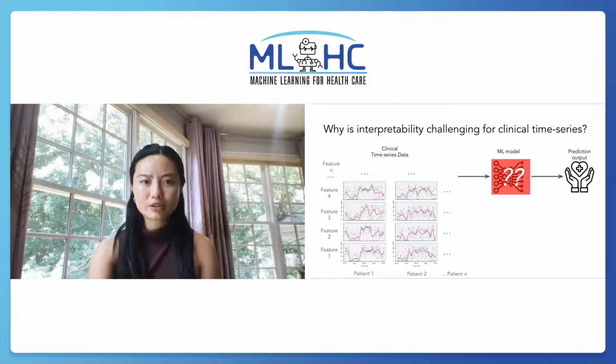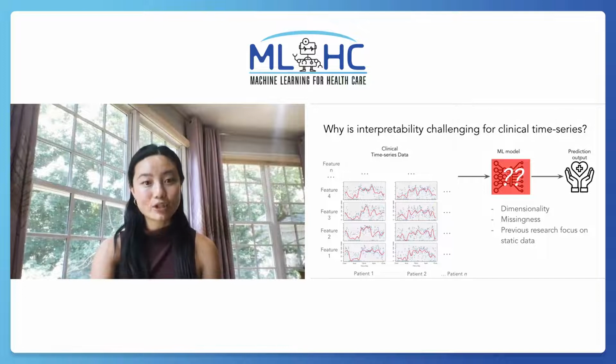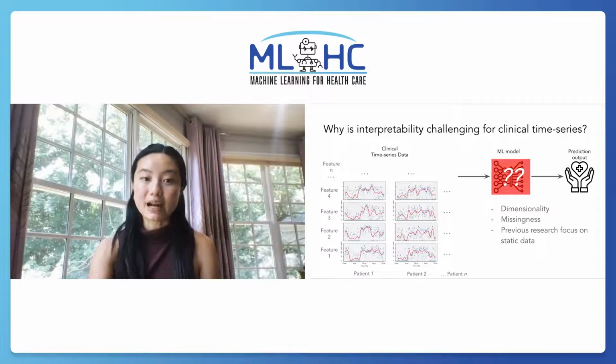Interpretability is particularly challenging for clinical time series data because of its numerous complexities. One is high dimensionality, which we can see here because for every patient there are numerous features and each feature is collected at numerous time points. Another challenge is frequent data missingness. For example, if a vital is unmeasured because a sensor fell off a patient.